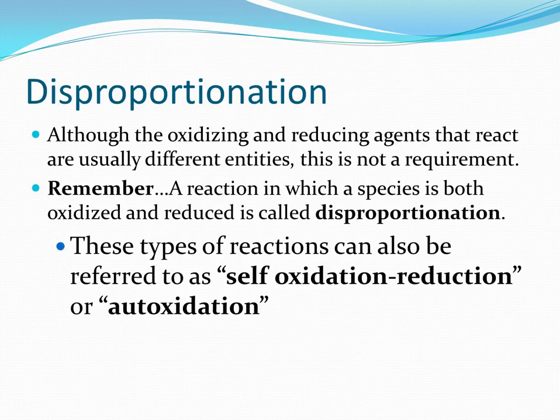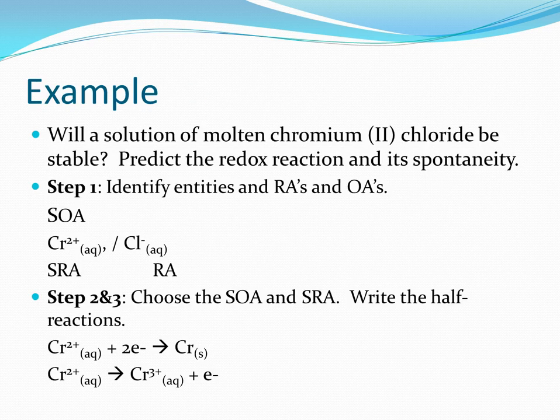Disproportionation is still possible in these scenarios. It will typically occur when the entities are located on both the oxidizing and reducing agent side of the data table.